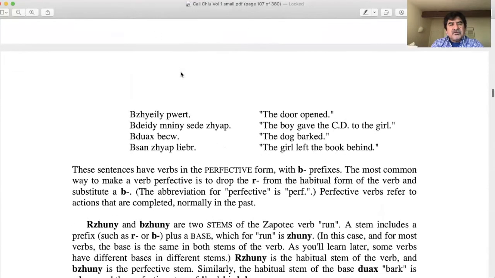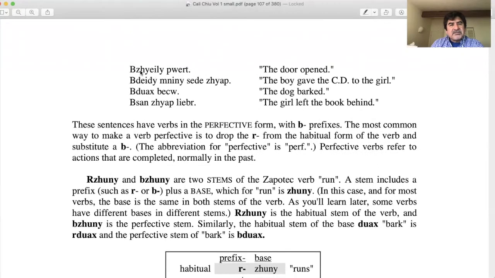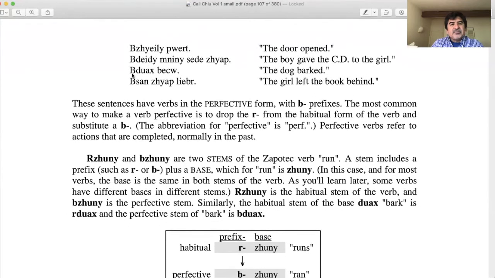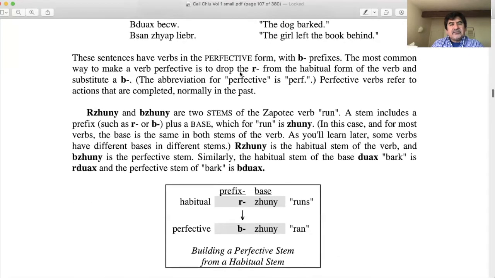So let's continue here. The next sentence says, "Vjel puert." So the door opened. Next sentence, the niin, sede jab. All of them bees. Vdoshbak. Sanjab, lieber. All right, so as I just mentioned, we changed the prefix. So for the habitual is R, and now for the perfective, we are replacing the R with the B.